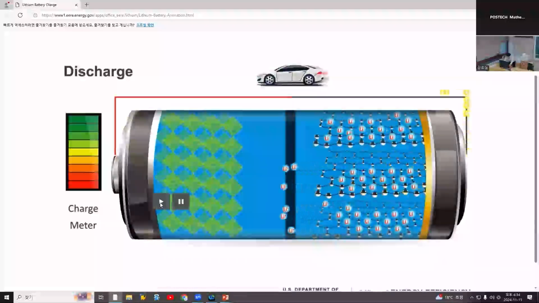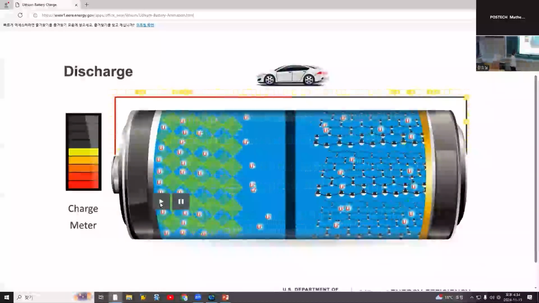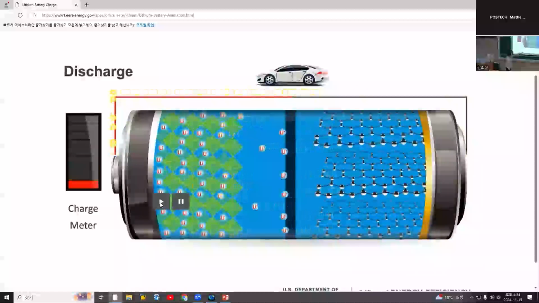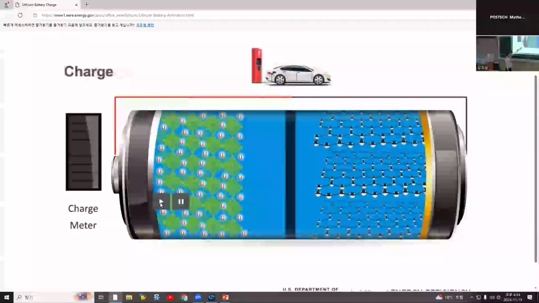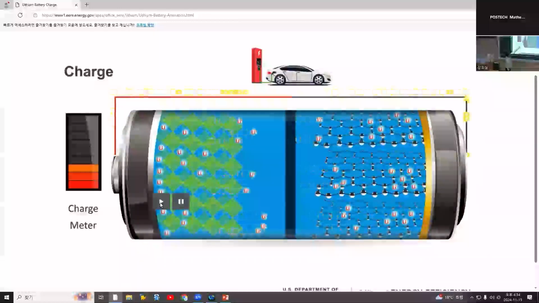Okay, now this one is some web page. This is the way they explain it. This one is just moving directly, but it's not the case. It's more of a diffusion phenomenon. And then they go there.